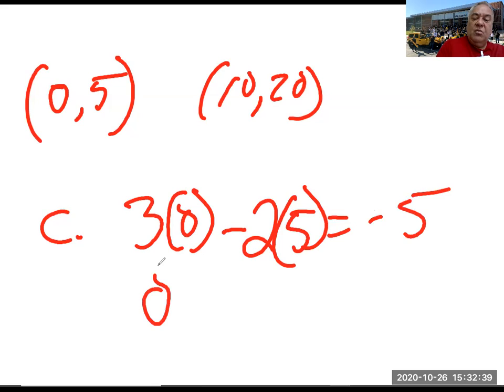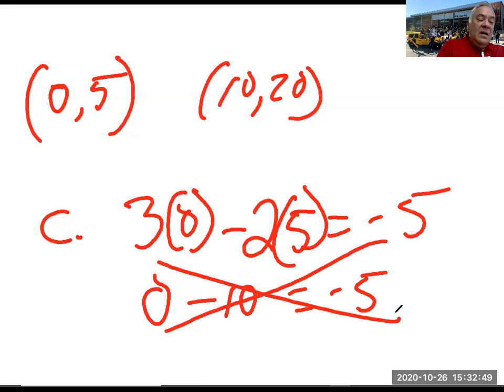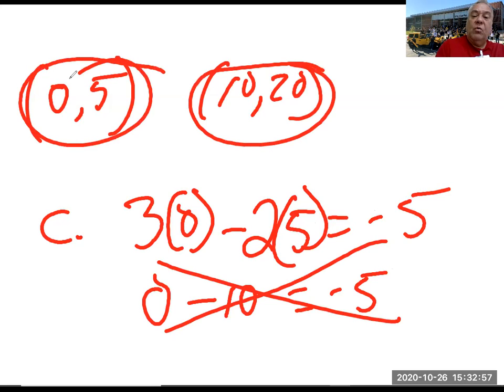3 times 0 is 0. -2 times 5 is -10. Is -10 equal to -5? No. So that doesn't work. And you can plug it into D, into B, into A, and the one that works by plugging in either of these points. I always pick the one with the lower numbers because it's less likely to make a mistake. You can plug those numbers in and see if it works. So you didn't have to do the stuff that I did, but you could. Or you can plug in numbers and see which one works. That's it for number 28.